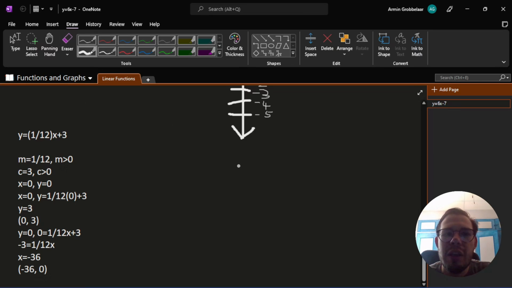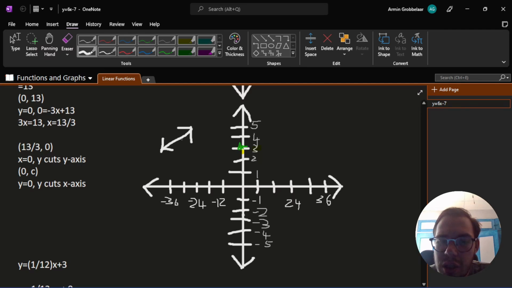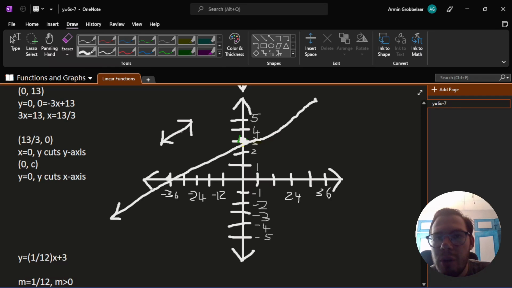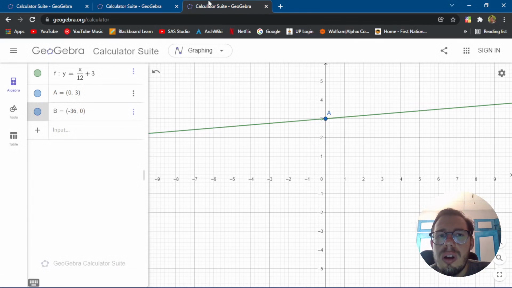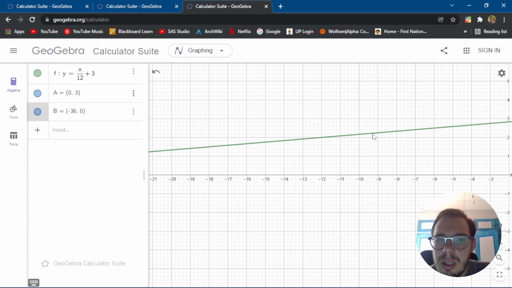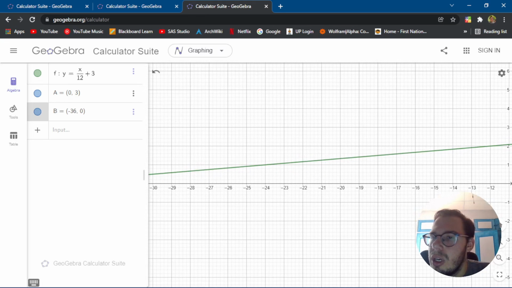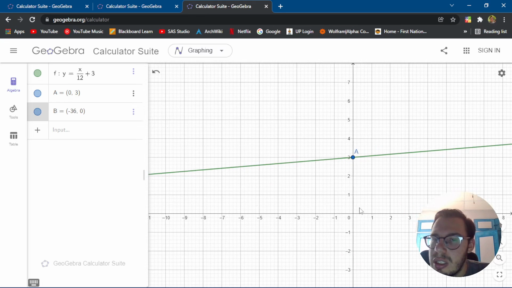So now we can draw in the points. We have the point (0, 3), so (0, 3) is the point there. And then (minus 36, 0) is here. So now we just connect the dots. And remember the arrows. So here in GeoGebra, you can see where it cuts the x-axis is the point (minus 36, 0), and where it cuts the y-axis is the point (0, 3).